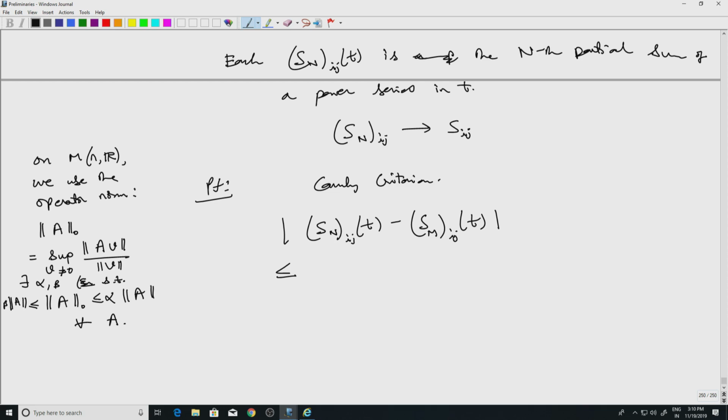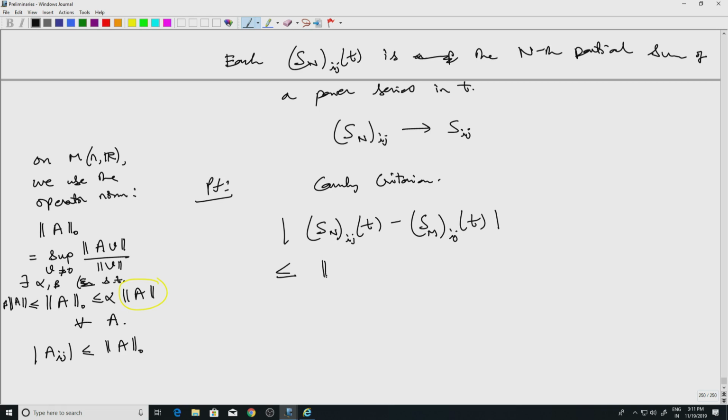It turns out that the ijth entry of a matrix, mod Aij, will be less than or equal to the operator norm of the matrix, and also the Euclidean norm. The Euclidean norm is just the square root of the sum of the squares of all the entries of A. It's a fact that Aij will be less than or equal to this, and one can see this just by acting A on certain appropriate vectors.